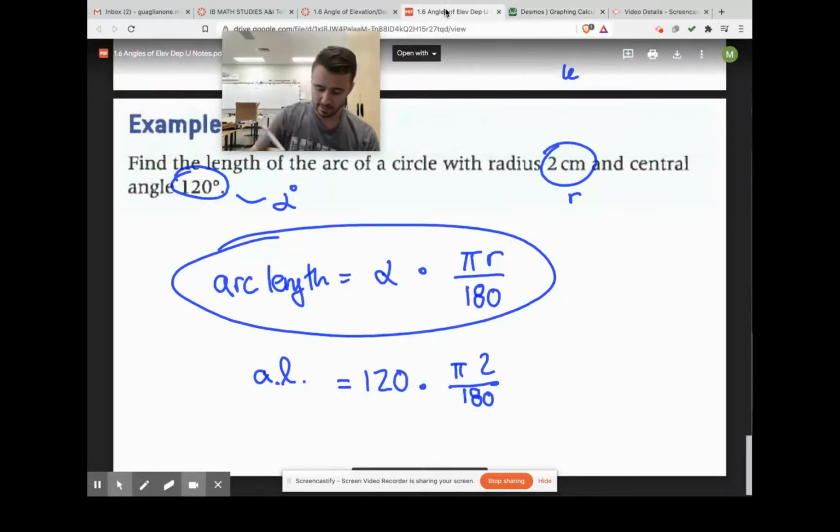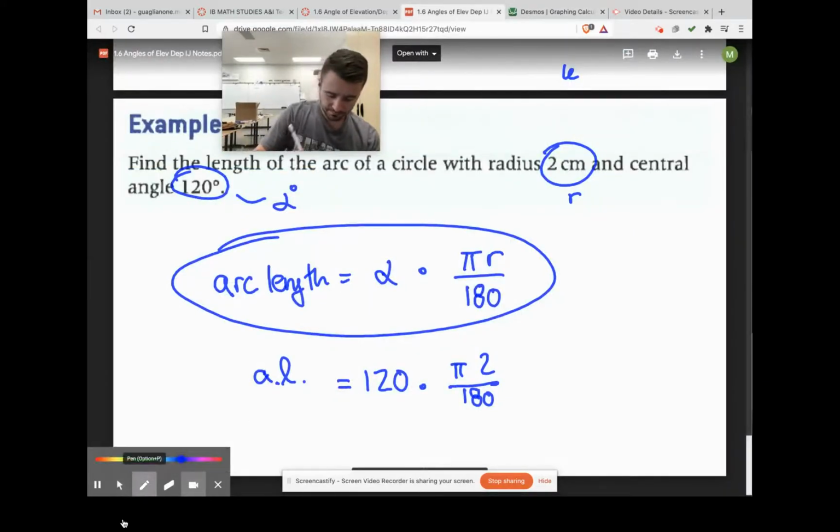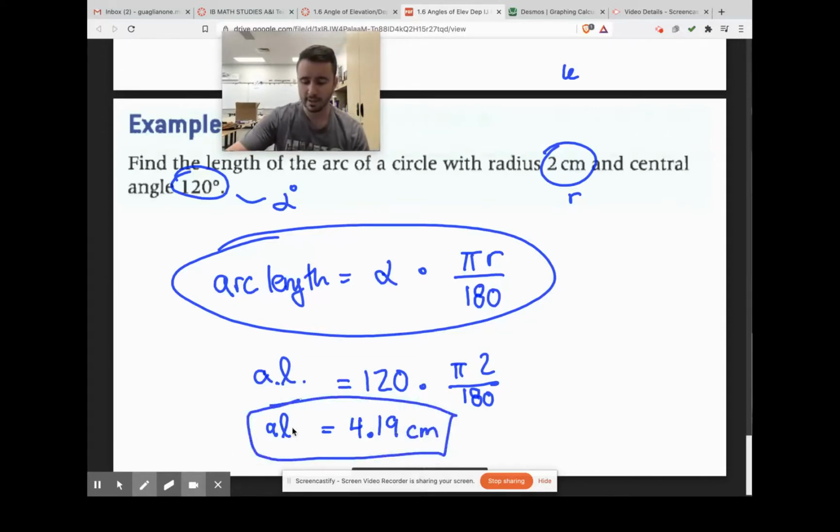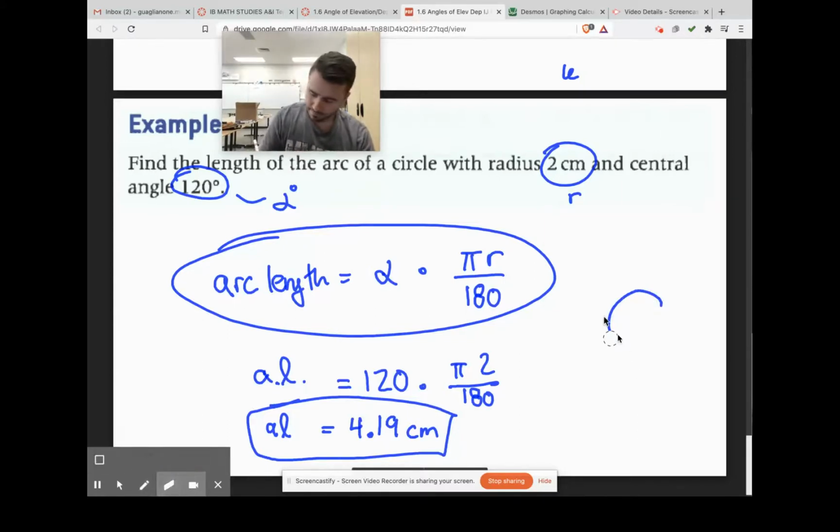Let me write it out. So our arc length equals 4.19, and I believe it's centimeters. There it is. That is how you find the arc length. So basically what we had here was 120-degree angle, so we have a circle. If somebody walked around 120 degrees, what would that be? Not quite all the way around. Let me erase that.